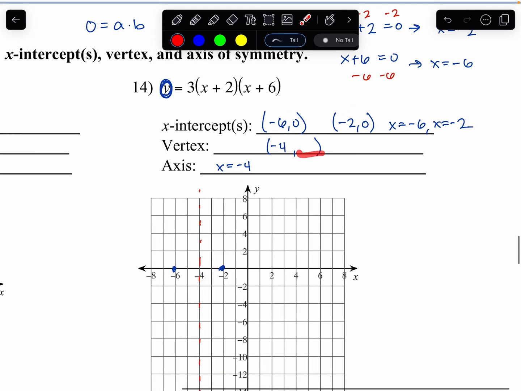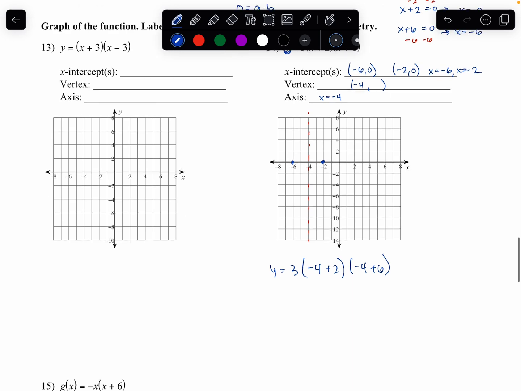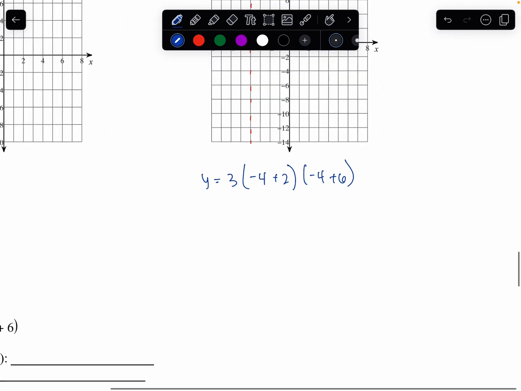We're going to do the same thing like we did whenever we were graphing in standard form. We're just going to plug this value into the x spots here. So I'm going to do that over here. y will be equal to 3, and then x is going to be -4 plus 2, and then x is also going to be -4 plus 6. And evaluate. Make sure you do your order of operations.